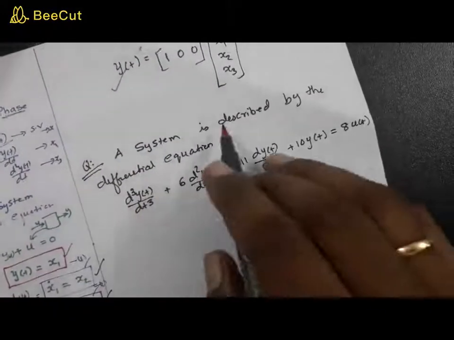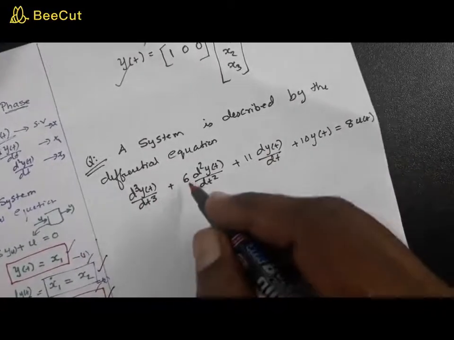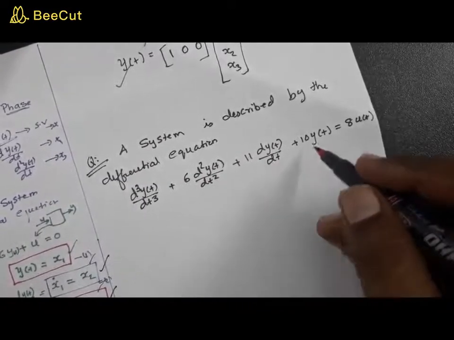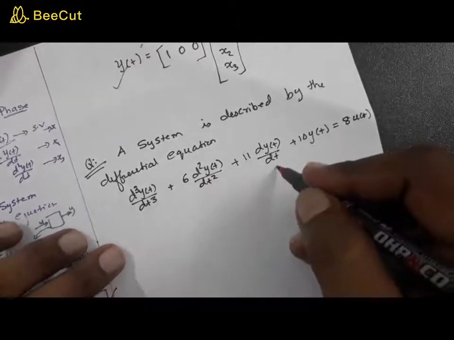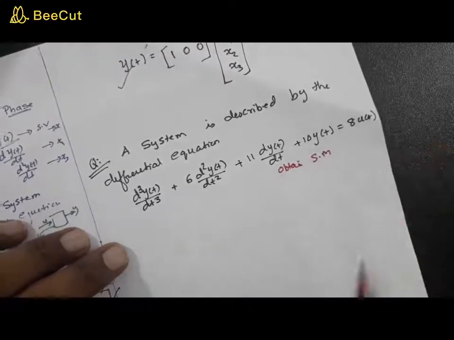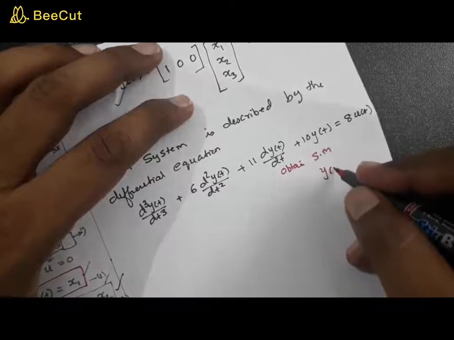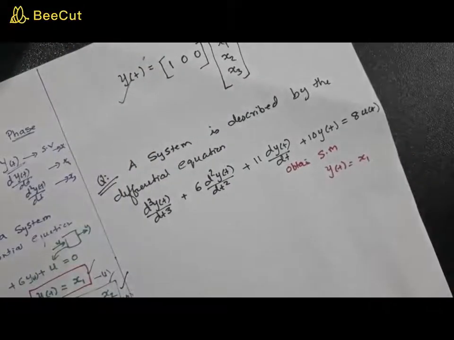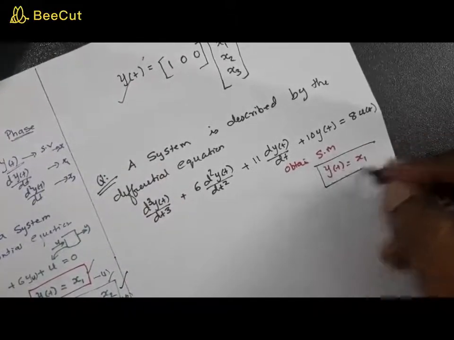Okay, so another question. You are given a system described by the differential equation d cube y of t by dt cube plus 6 into d square y of t by dt square plus 11 into dy of t by dt plus 10 into y of t is equal to 8 into u of t. Obtain its state model. For that we'll start with y of t again. y of t is assigned to be equal to x1. That's the first assumption, the first variable.